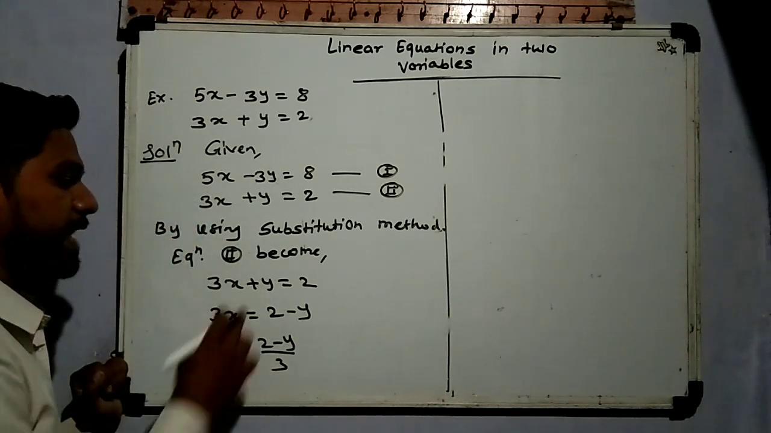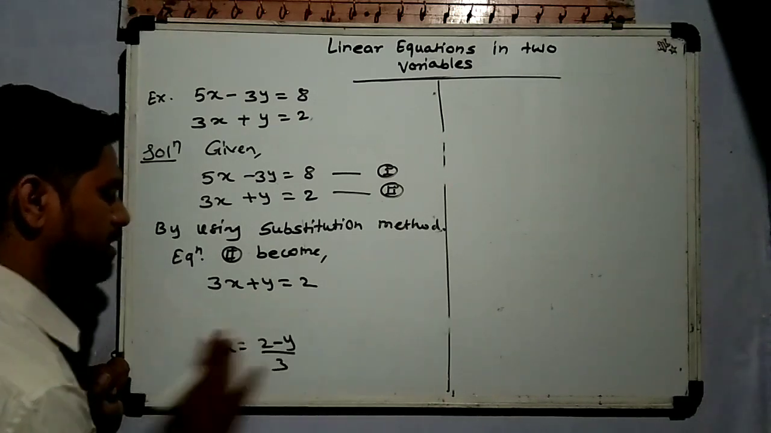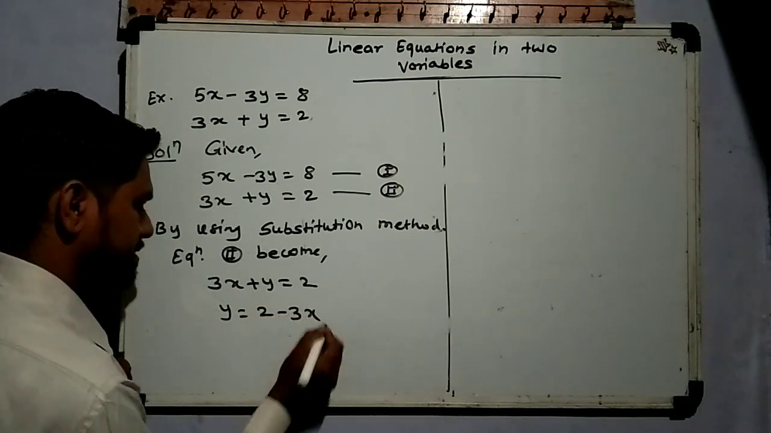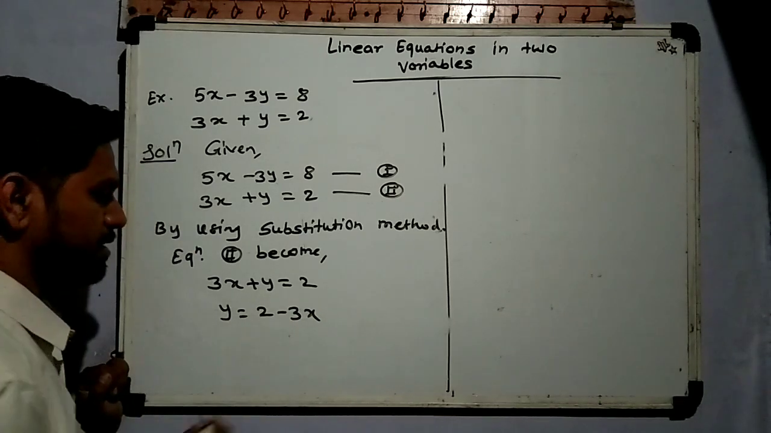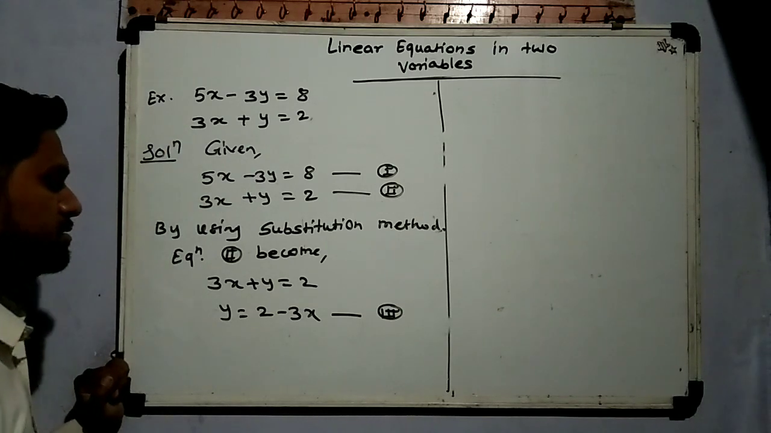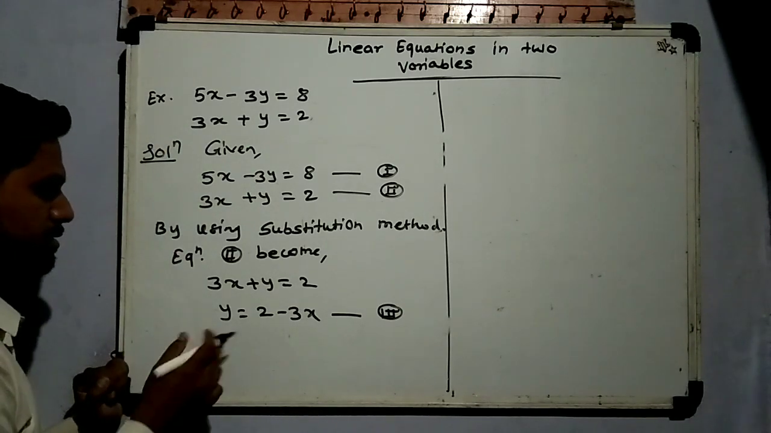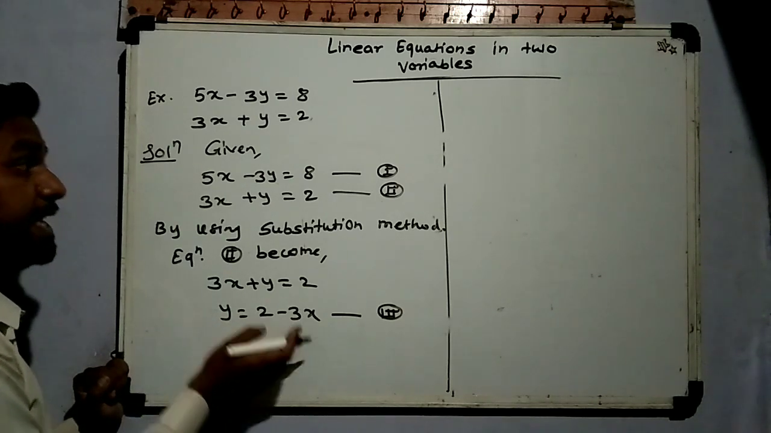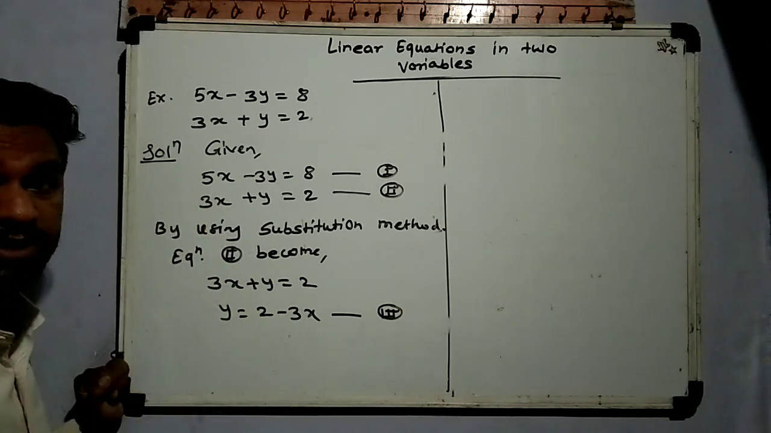Okay, but if you have to find the value of y, how to find it? So see, y is equal to 2 minus 3x. Okay, that's it. That is simple. So say this is equation number 3. So substitute, or put, this equation number 3, the value of y equal to 2 minus 3x, in equation number 1.